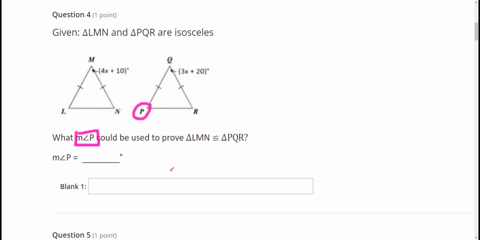What can I do first? The only angles I know anything about are M and Q. How are they related? What equation can I write with the 3x plus 20? They are equal, and 4x plus 10. So they're equal because M and Q go together. So if I subtract, I get x equals 10.